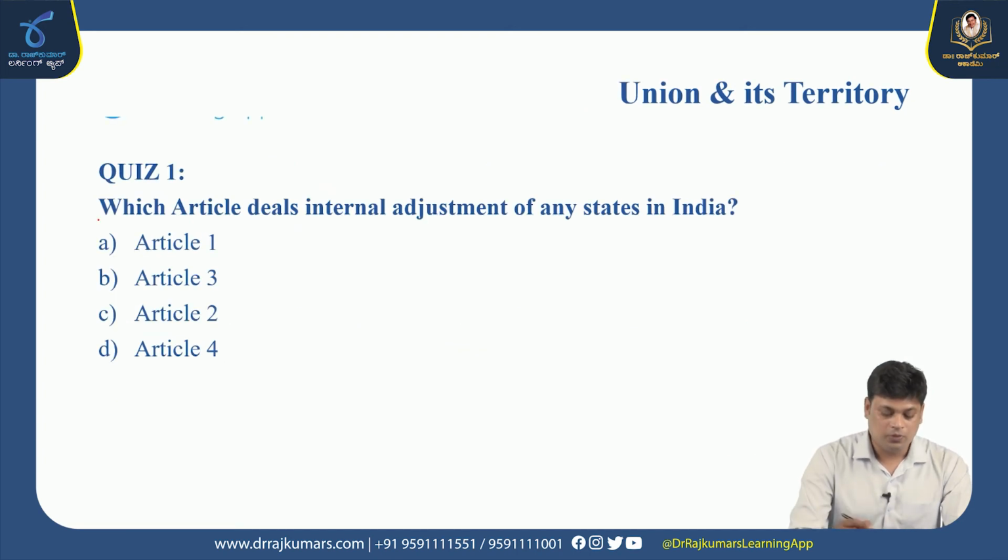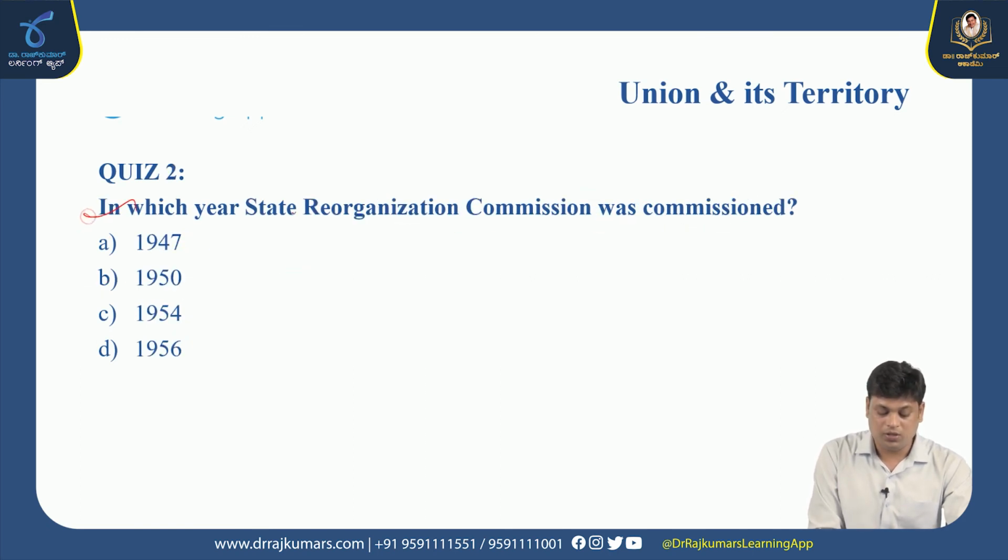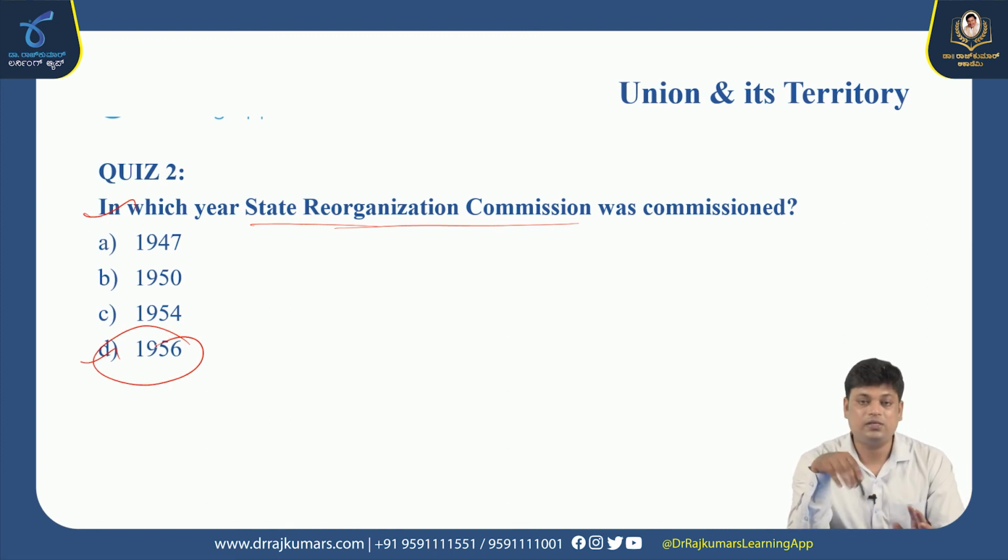Okay, based on this chapter, we'll see some practice questions. Which article deals with the internal adjustment of any states in India? Article 3. Adjusting and altering the boundaries, everything comes under Article 3 of the Indian Constitution. Next, in which year was the State Reorganization Commission commissioned? 1956, after the Fazal Ali Commission, the first setup of the reorganization was in the year 1956.